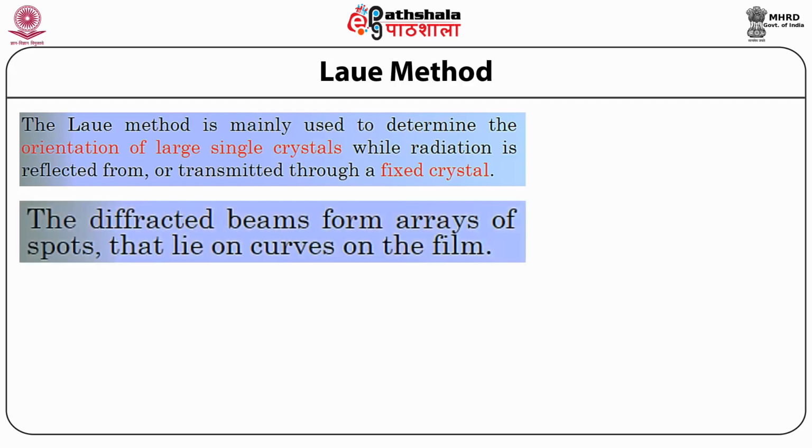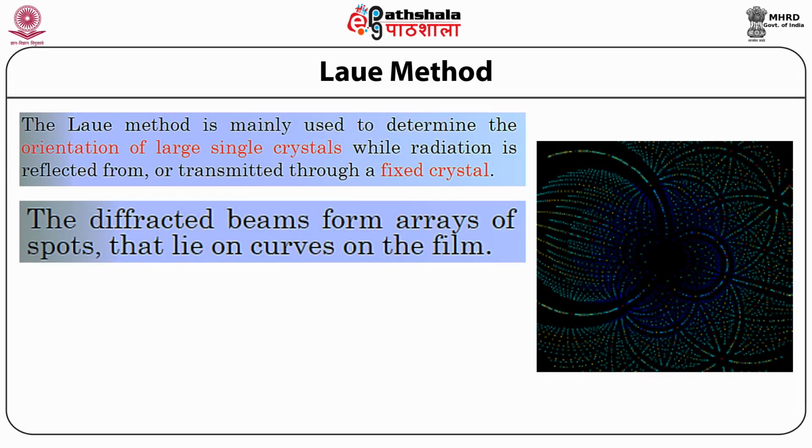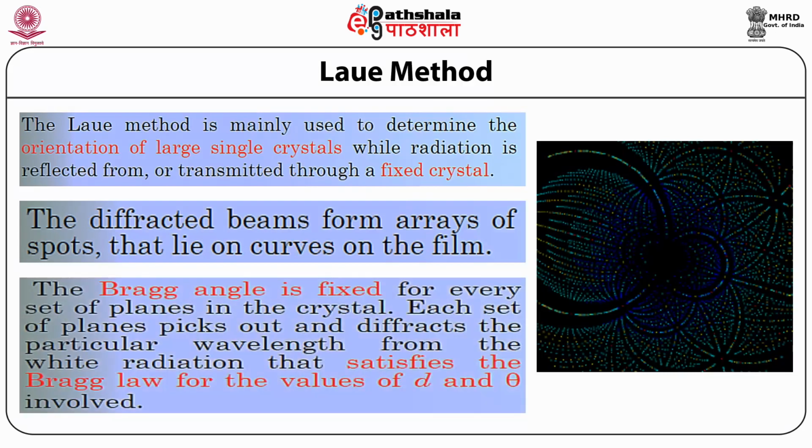The diffraction beams form arrays of spots that lie on curves on the film. As you can see on the right-hand side, this is a diagram. This is a particular X-ray diffraction, a Laue pattern so to say, of a given crystal. The Bragg angle is fixed for every set of planes in the crystal. Each set of planes picks out and diffracts the particular wavelength from the white radiation that satisfies the Bragg law for the values of d and theta.